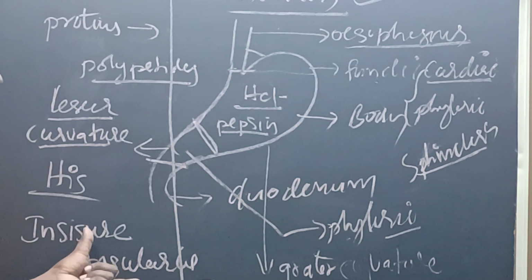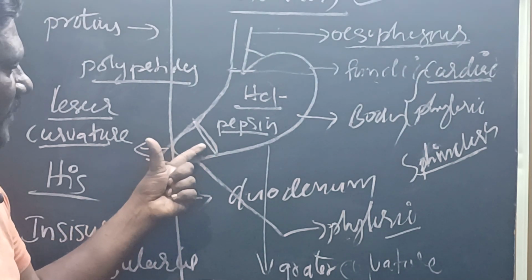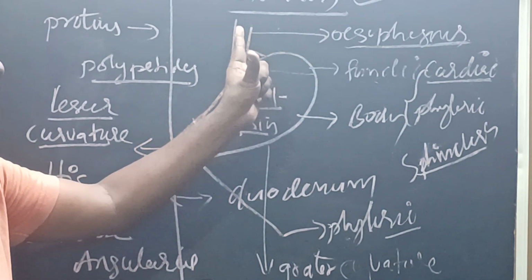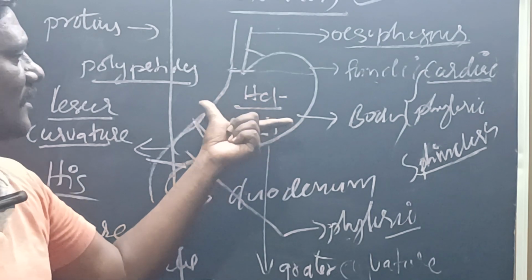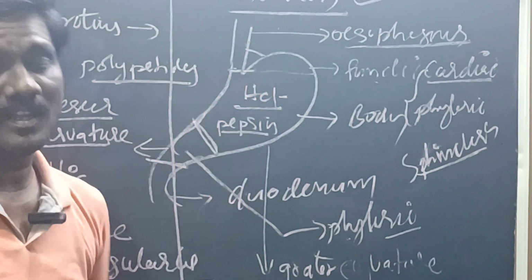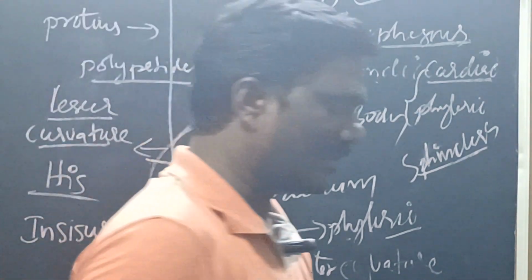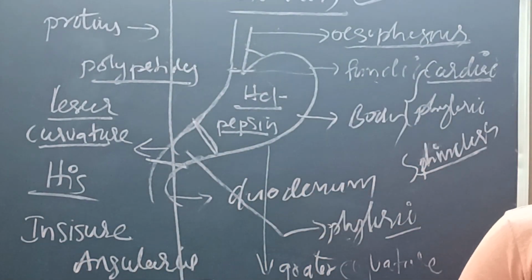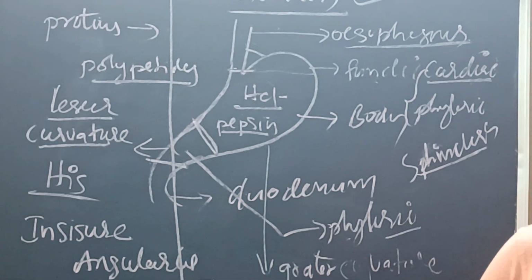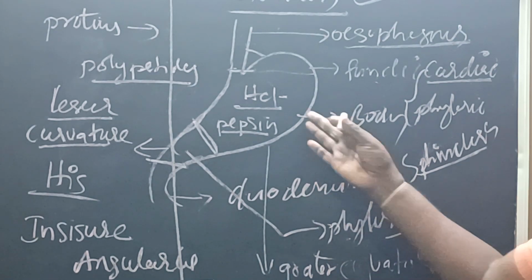Here this is the pyloric sphincter. This one is the cardiac sphincter. This is the esophagus. Immediately after the esophagus is the body. The walls of the stomach have many muscles: oblique muscles, mucosa, submucosa, serosa, subserosa. All these combine to form the rugae. Rugae means the muscles of the stomach.